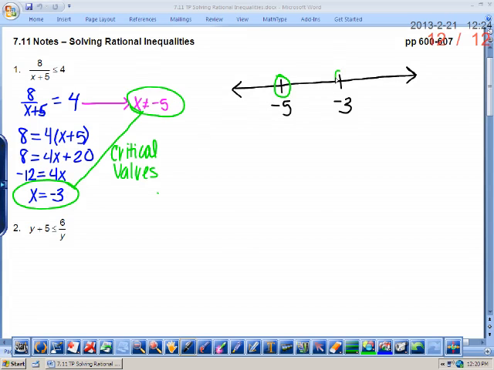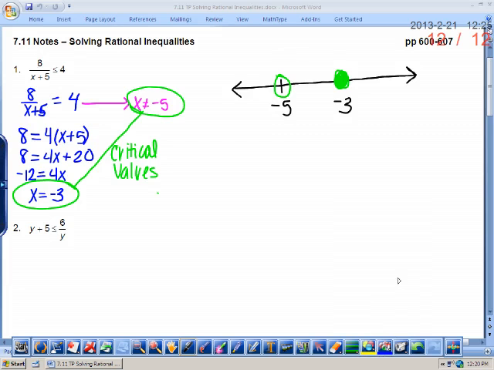Closed. Why? Yeah, this sign says less than or equal to. Well, x equals negative 3 is what makes this equal to 4. What if this was just less than? Then it would be open. Okay?